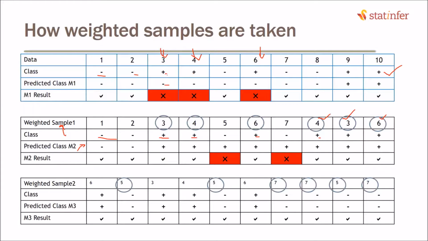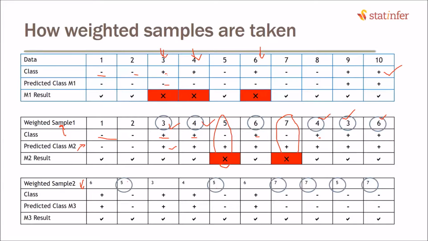M2 is classifying everything. Previously misclassified ones are classified correctly now, 3, 4, 6 are classified correctly, but 5 is misclassified, minus is classified as plus, minus is classified as plus, so these two are misclassified. So we need to repeat the weighted sampling once again. This time we will give more weightage to 5 and 7 because they were previously misclassified. In the new weighted sample, they will be picked more often.